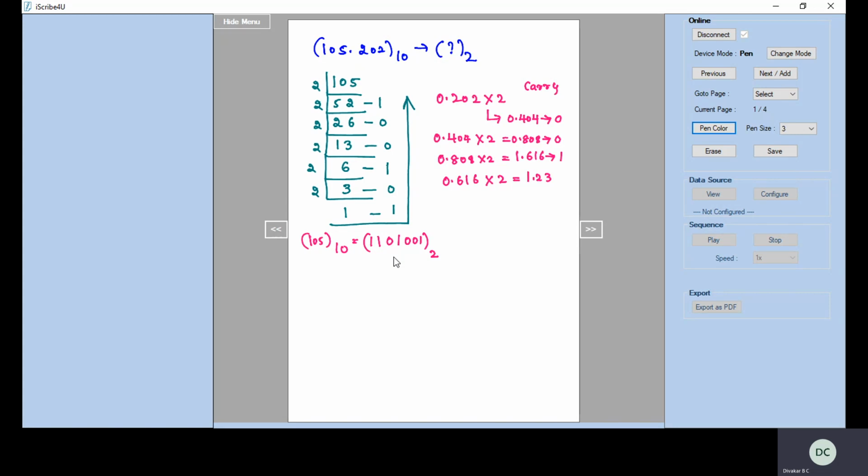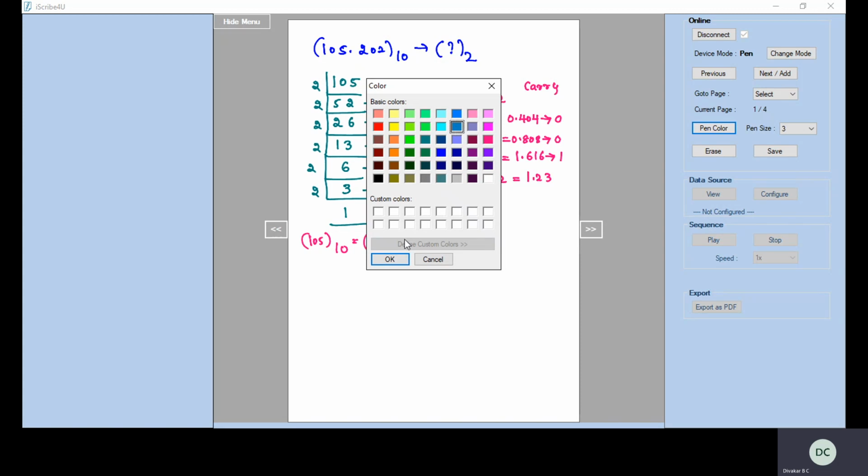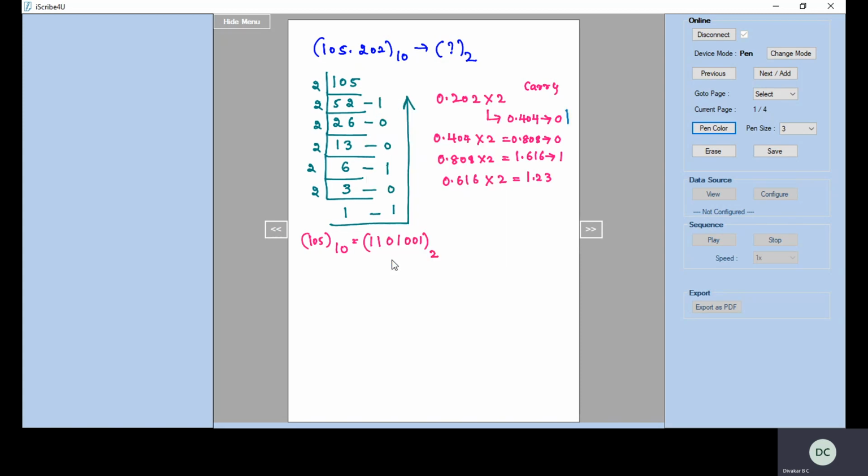And in order to write the equivalent, you need to trace in the forward direction, or from top to bottom. So you're going to trace in the forward path. The equivalent for 0.202 to the base 10 is 0.0011. So the equivalent for 105.202 to the base 10 is 1101001.0011 to the base 2.